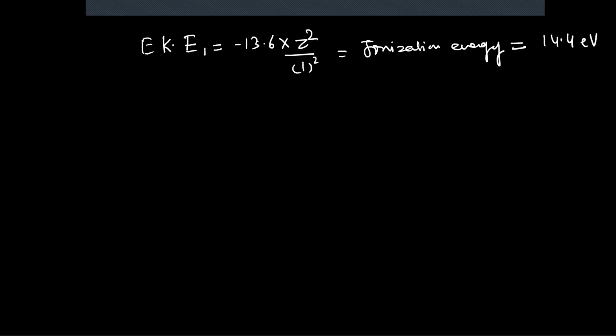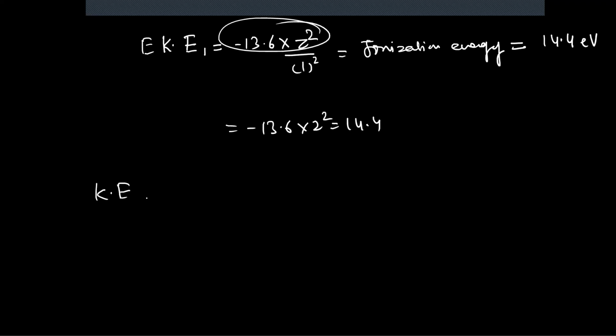It is being given to you. So we can write that minus 13.6 into Z square is equal to 14.4. Now we need to find out the kinetic energy of the electron of the fourth shell. The kinetic energy of the fourth shell will be equal to minus 13.6 into Z square. We don't know the atomic number, so we write it as Z square upon n square.